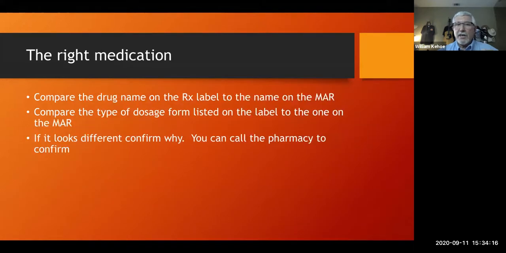Is it the right medication? Do I have the right prescription? So you compare the label of the prescription to the medication administration record, the MAR. And then you look at the dosage form, and if anything looks different, then you need to stop and figure out what's going on. Why is it different? Did I pick up the wrong bottle? Is this an old prescription this patient had that wasn't removed from his storage? Those kinds of things need to be squared away before you give the medication.